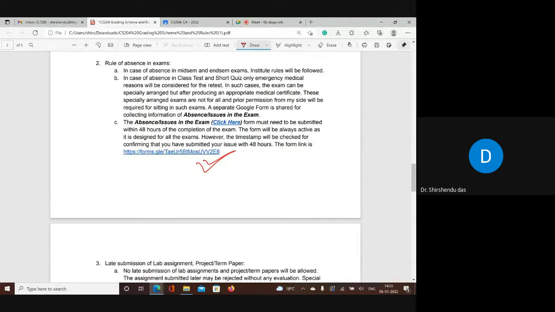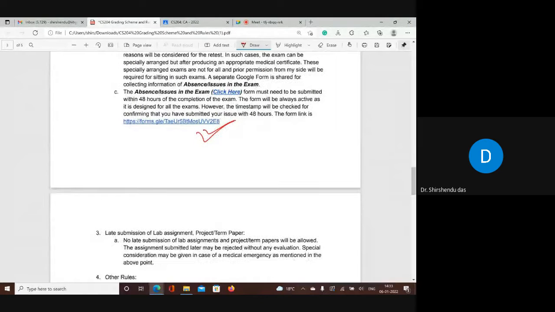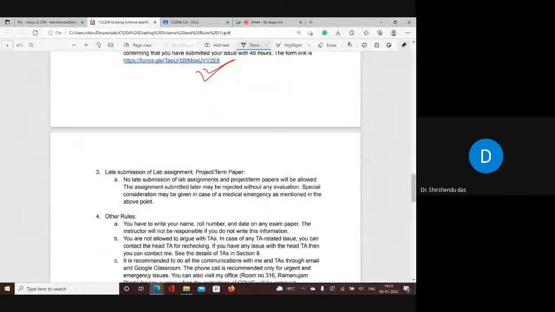I already said that if you miss a class test without any major medical reason, then I'll not consider that. And yes, technical reasons are also there, but you have to show me the proof of what the technical difficulty was because of which you missed, or could not submit, the class test or quiz. Okay, I hope it is clear.